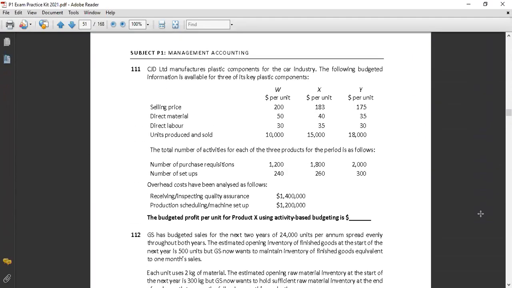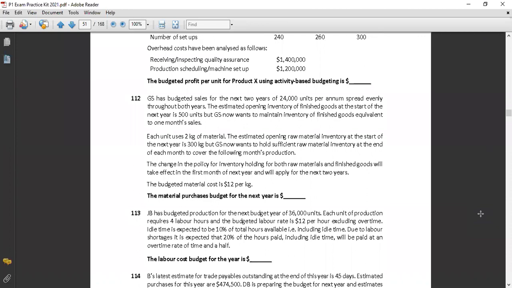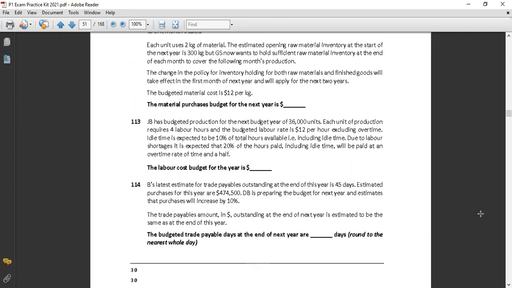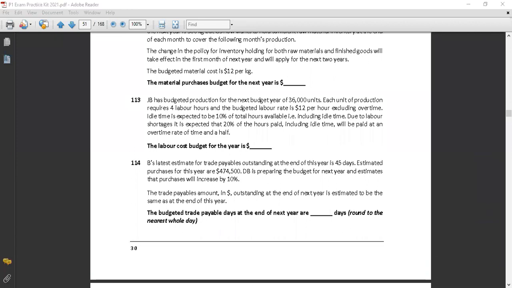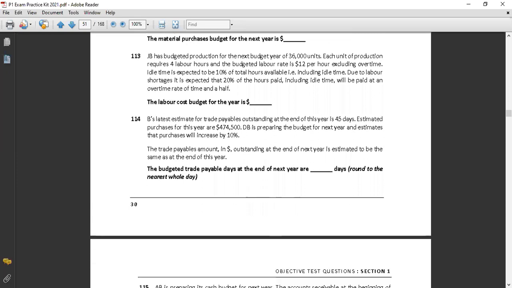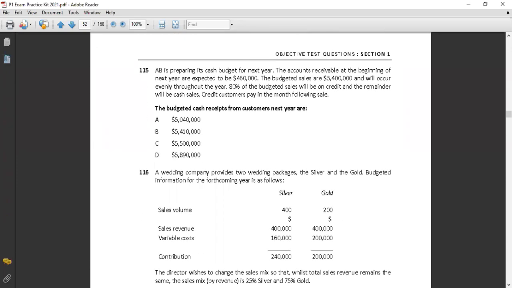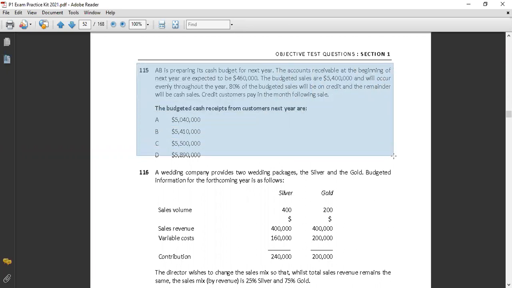After 110, 111 we can't do now. Yesterday did we do 112, 113? Did we do 112 and 113? I think so. No, we didn't do. 108 was the last question. No, we've done 112, 113 also. 115. Let's take this one. Question number 115.